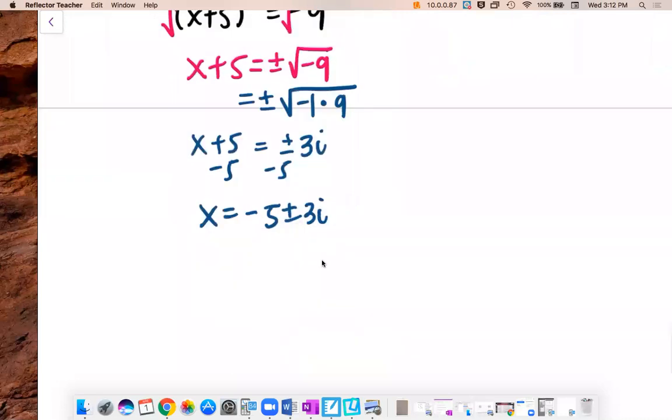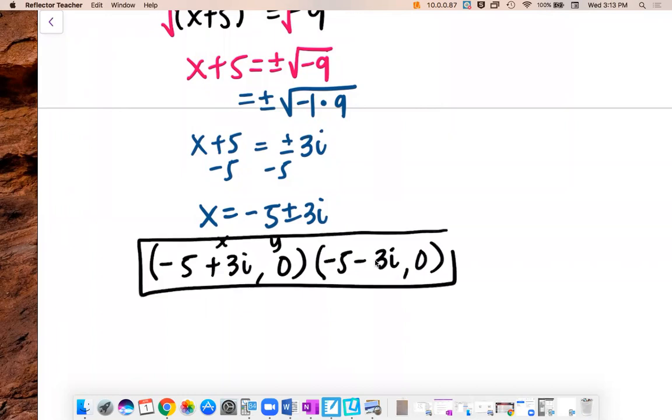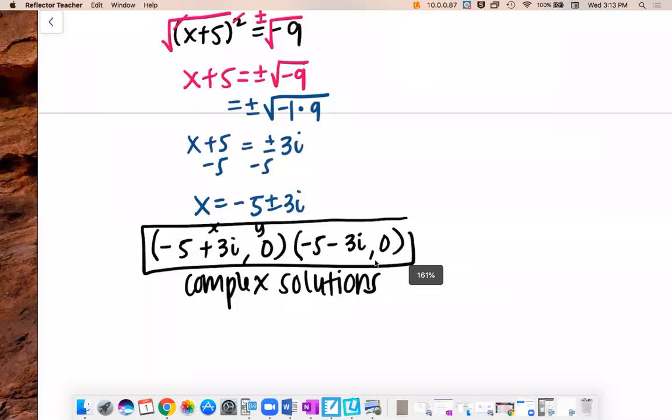So we're going to write them as points. So I have -5 plus 3i, comma 0. So this is x when y is 0. And then I also have negative 5 minus 3i, because that plus or minus could be a positive or a negative, comma 0. So these are my two complex solutions to that quadratic equation, which means it doesn't cross the x-axis, and those are going to be my solutions that make my equation true.